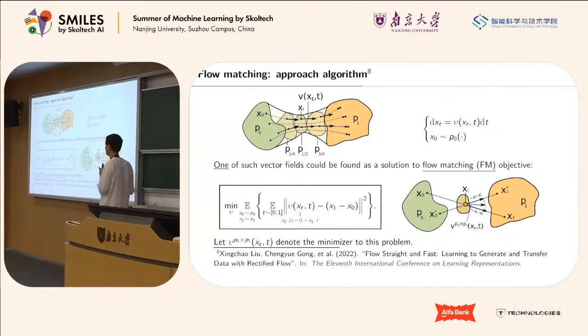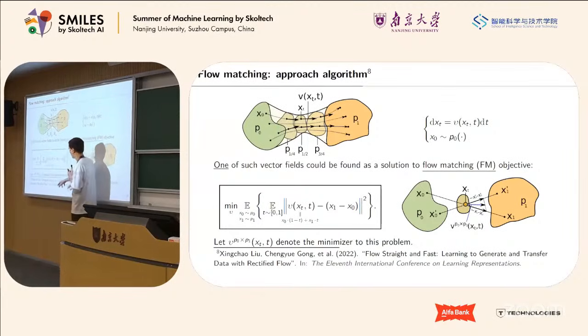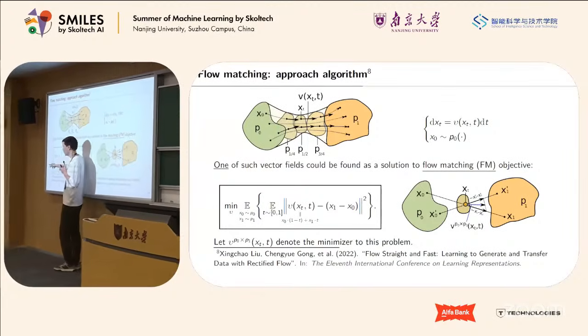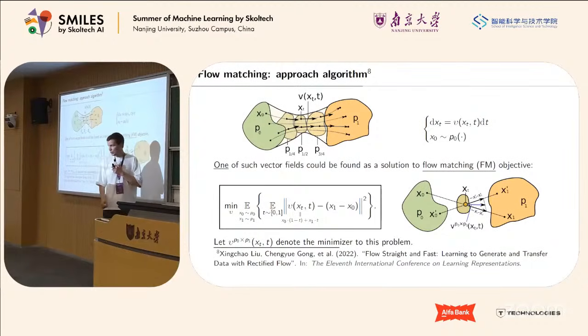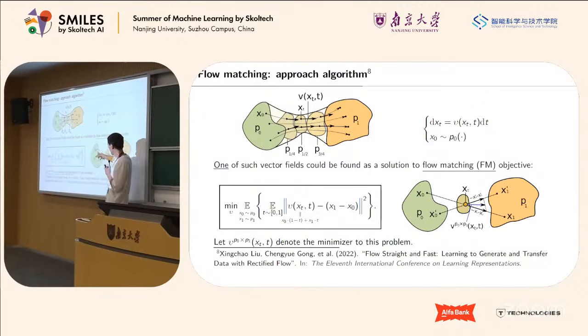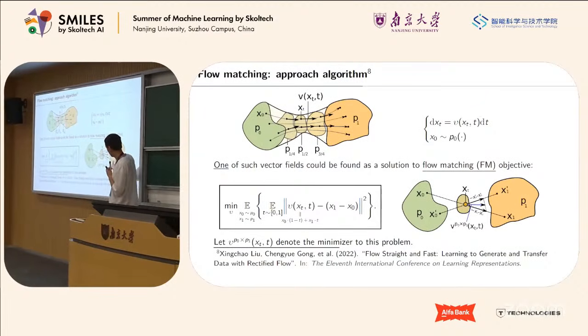What it does is the following. We sample two points from the input distribution and target distribution independently. Then we sample a random time moment from 0 to 1. And then we do interpolation of these two points, so we obtain the point xt. So we have point x0, we have point x1, we sample a random time moment t and sample some point xt.